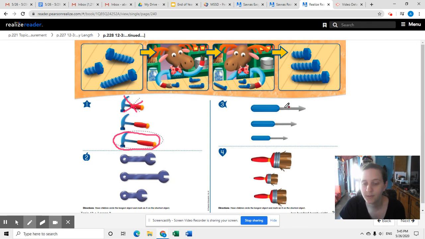For number 3, you're going to circle the longest and put an X on the shortest. And for number 4, you're going to circle the longest and put an X on the shortest.